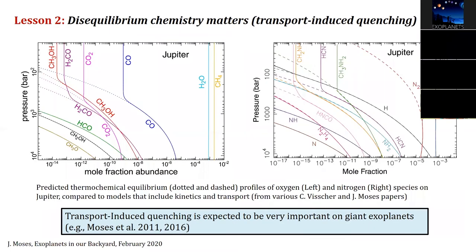All right. So lesson two. Atmospheres are not in thermochemical equilibrium anywhere in the solar system. So that is a good first order guess of what molecules you have present, but there are other processes that affect the composition. And one of these is something called transport-induced quenching.